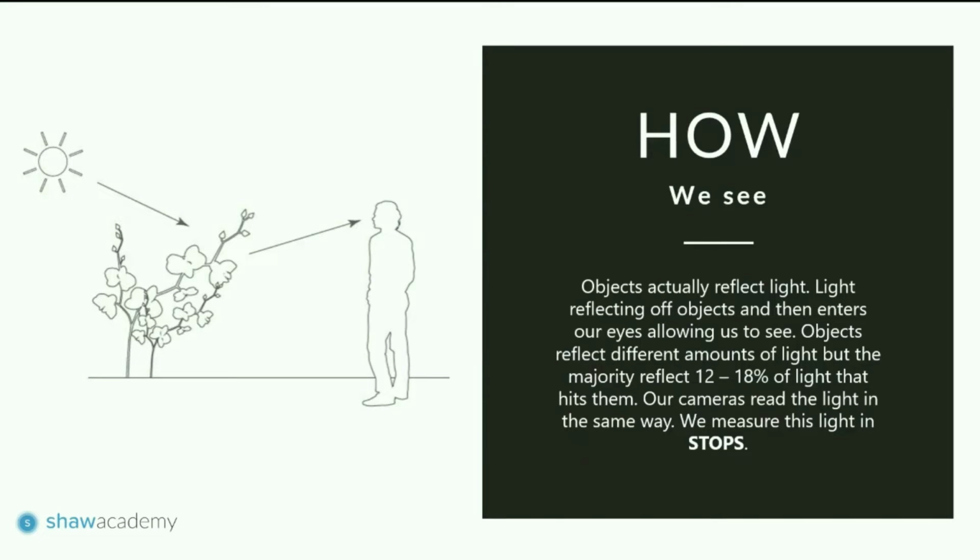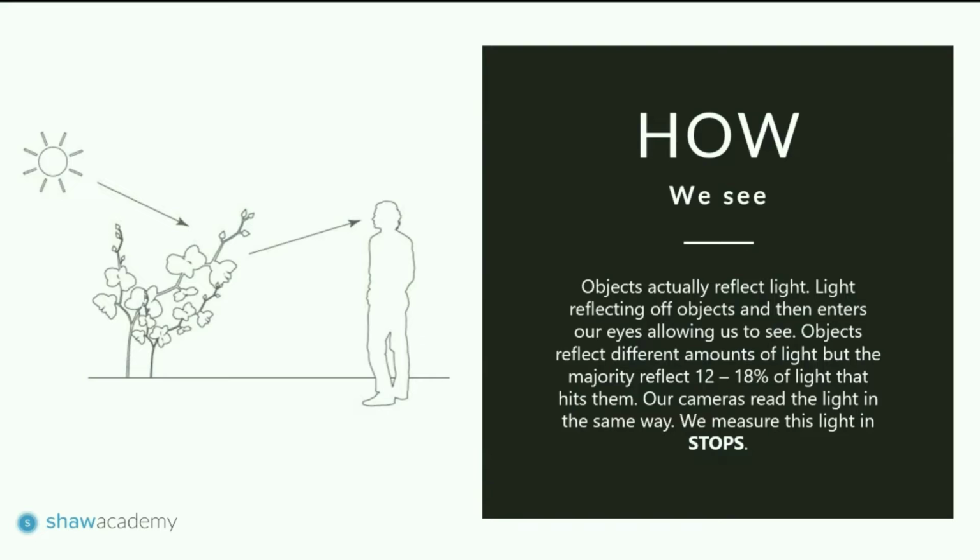So the camera doesn't know what's been put in front of it, but it makes an assumption that the light that's being bounced off it is about 18% of the light that hits it, and this is where our light readings begin from. This is where our light meter begins to read the light. Now, don't worry if that seems a little bit complicated right now. It'll make much more sense when we put this into practice.